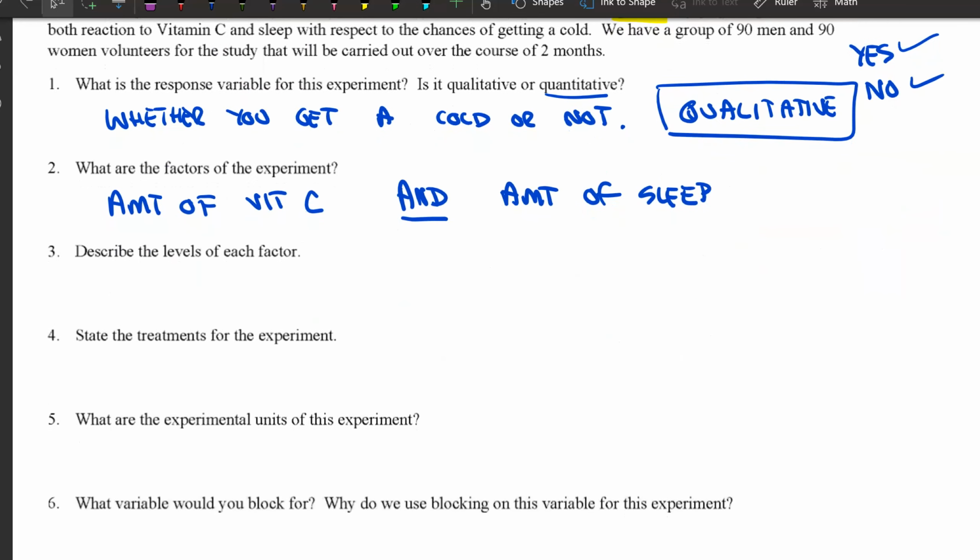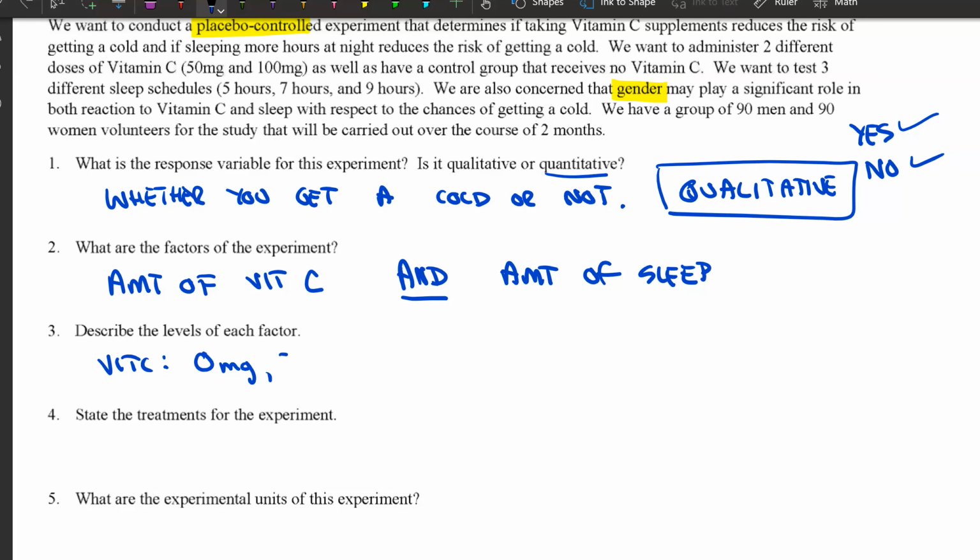What are the levels of each factor? For vitamin C, there are 3 levels, 0 milligrams, 50 milligrams, and 100 milligrams. For sleep, there are 3 levels, 5 hours, 7 hours, and 9 hours.